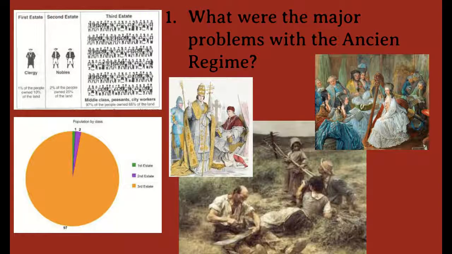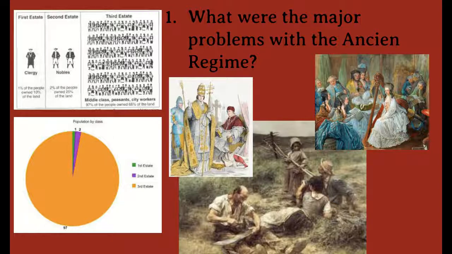Question number 1. What were the major problems with the Ancien Regime? Ancien Regime means ancient government or old government. What were the major problems with the old government? Well, the biggest problem was the class structure of 3 estates.